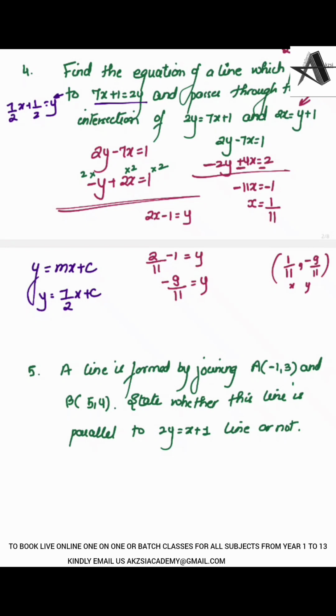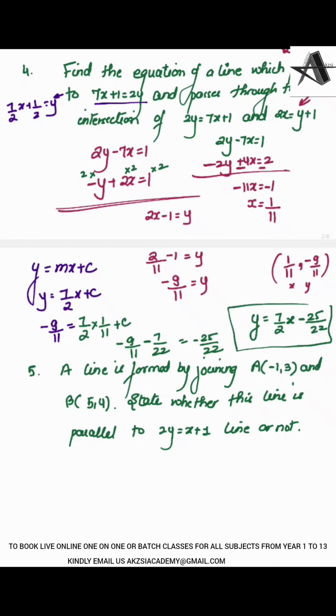Now we need to substitute these coordinates. y is minus 9 over 11 and x is 1 over 11. So this will be 7 over 2 into 1 over 11 plus c. Bringing it here, c is minus 9 over 11 minus 7 over 22. This will give me the final answer as minus 25 by 22. So the final equation of the line I am writing here, y is equals to 7 over 2x minus 25 over 22. This is the final equation.